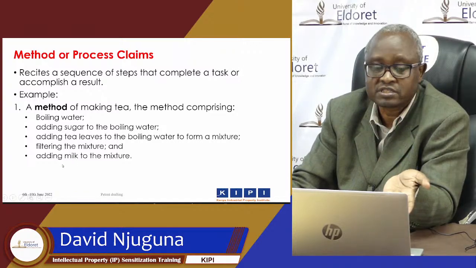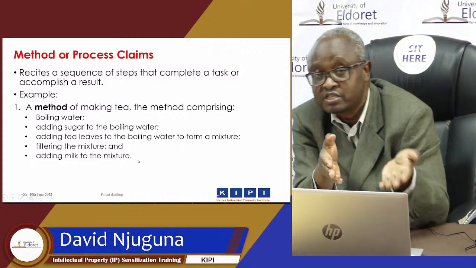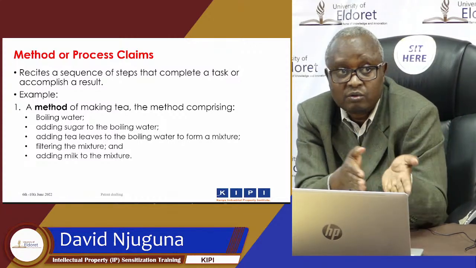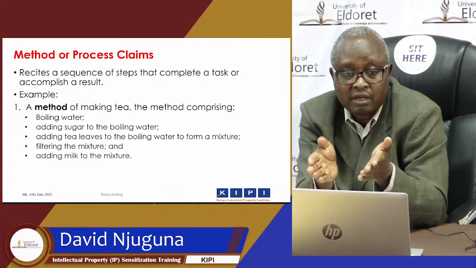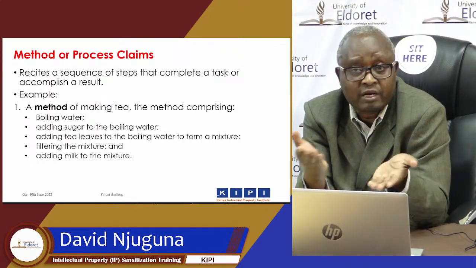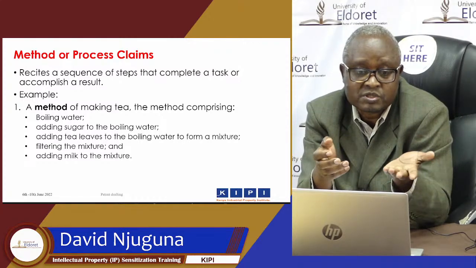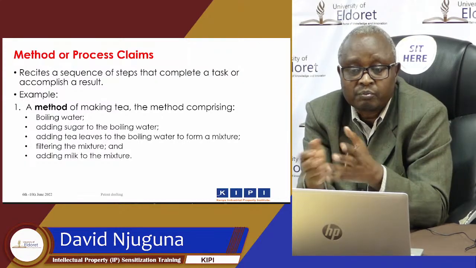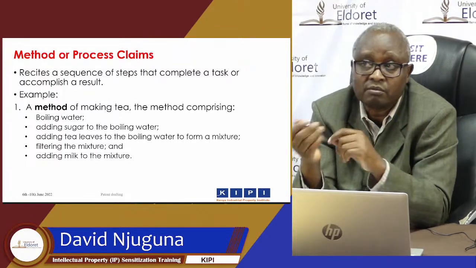Then the final step is adding milk to the mixture. And you have your tea according to this method. So that is how you do the method or process claims. The other way, method and process, almost not much of a difference, because you can substitute a process of making tea, the process comprising, so the same sort of thing. So method and process are one and the same thing.